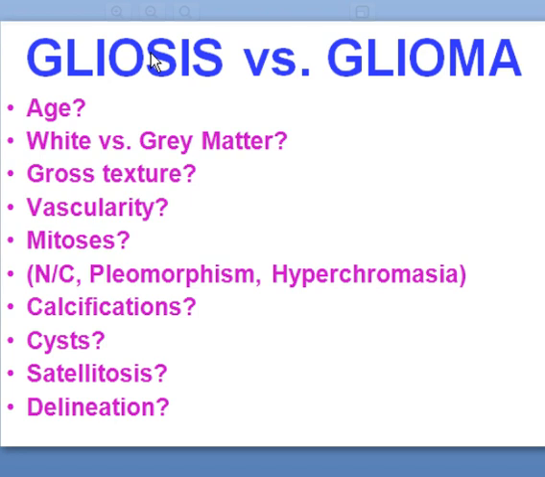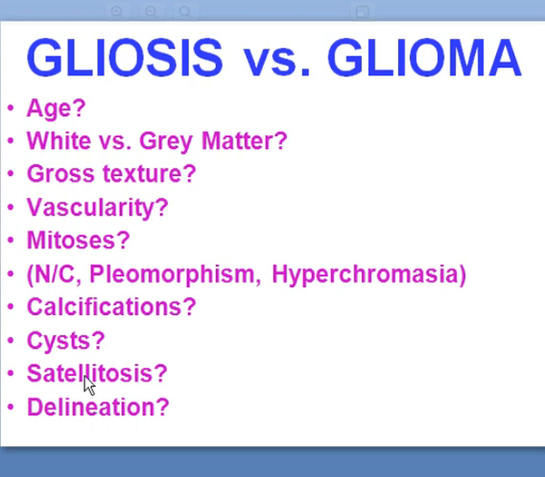Let's say that there's a lot of mitotic figures. Well, you would think, well, this is probably a tumor rather than just a benign party of a bunch of glial cells. What's the nuclear cytoplasmic ratio? Is the nucleus big? Is the nucleus dark? Are there a lot of calcifications? Is the gliotic area delineated very well, or is it general? Are there areas of glia around it as well?